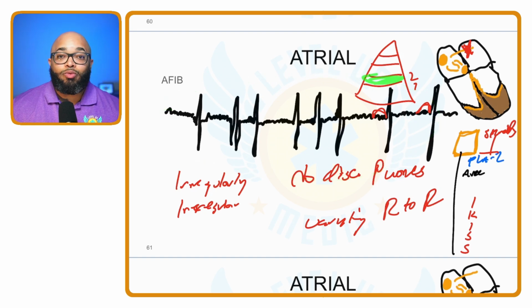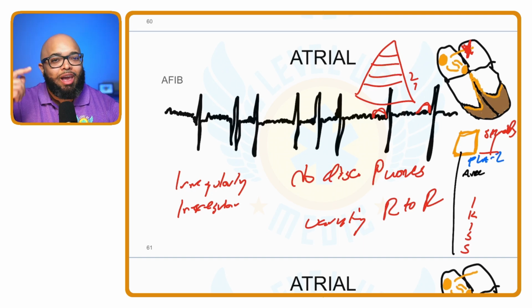Level 2 knowledge says, what do the protocols say to do about it? Not only what is it, but what do the protocols say to do about it? That's where you may memorize things like, oh, well, we're going to put them on an anticoagulant. We're going to give them something for rate control. Maybe that's a beta blocker. Maybe that's a calcium channel blocker. But I want you to at least get to level 3 knowledge where you know the how and the why. Why are you giving them a beta blocker? Why are you giving them a calcium channel blocker? Why are you giving them an anticoagulant?